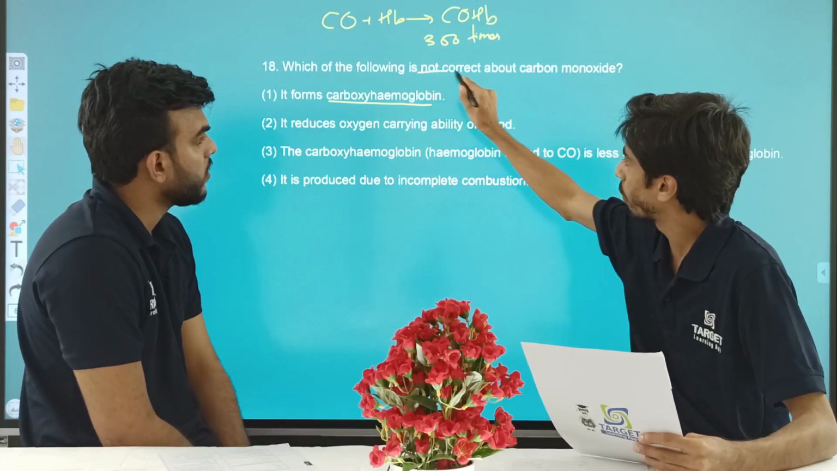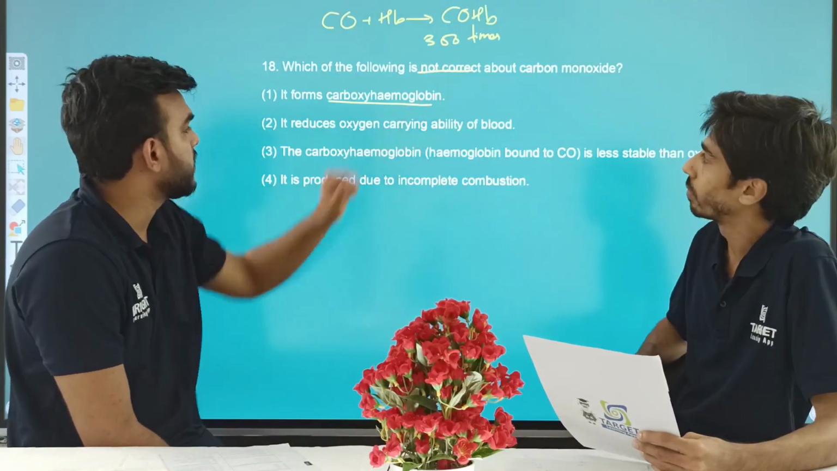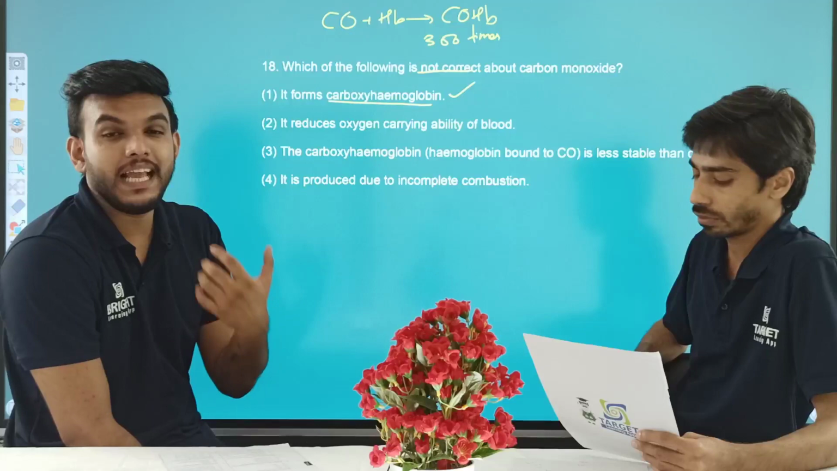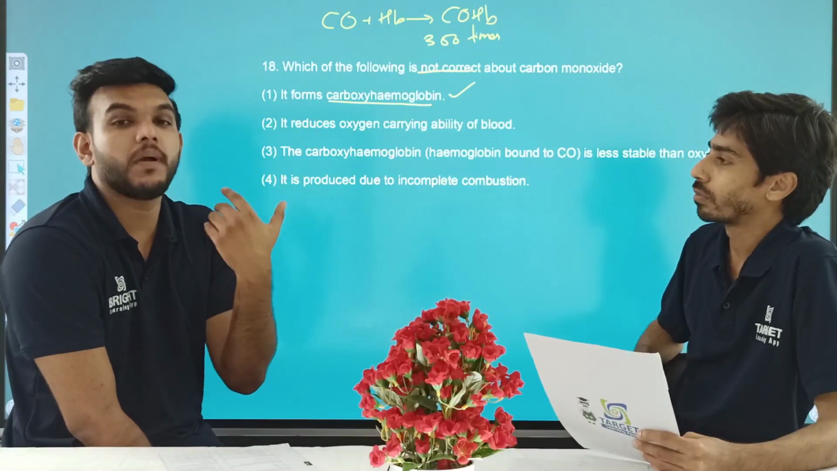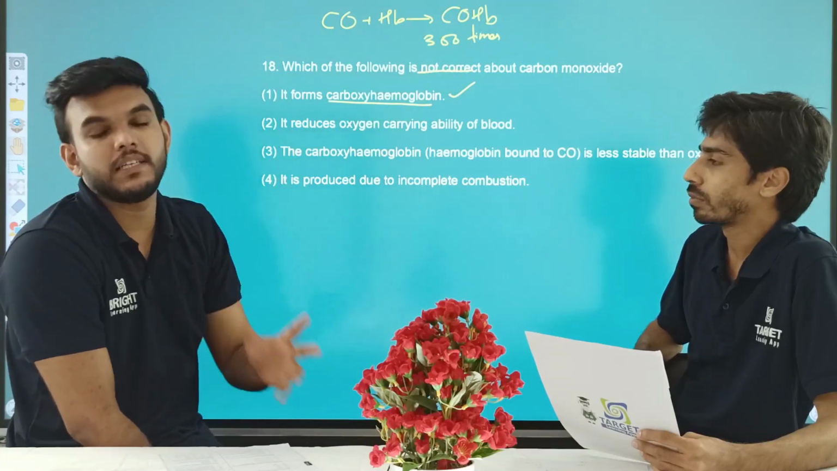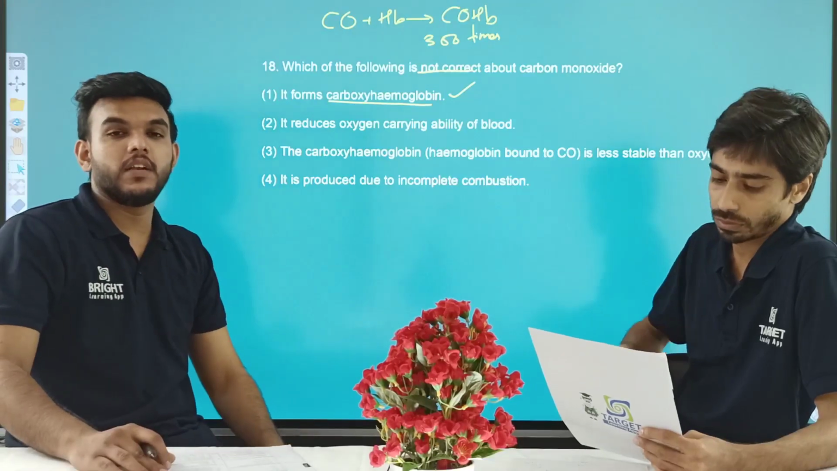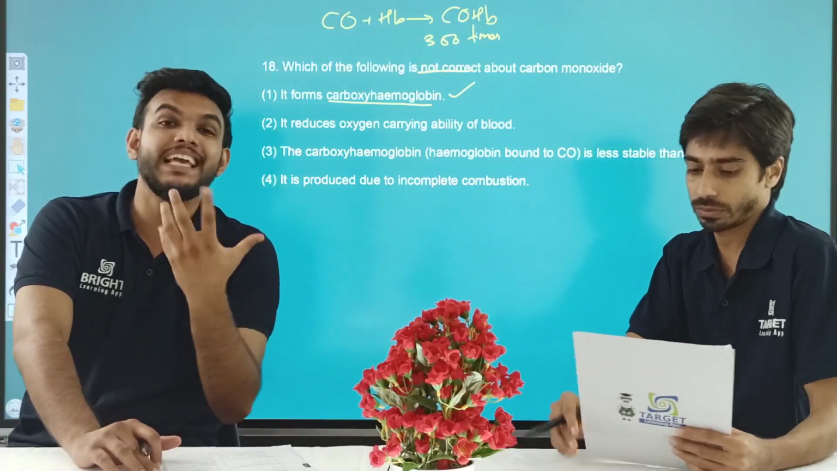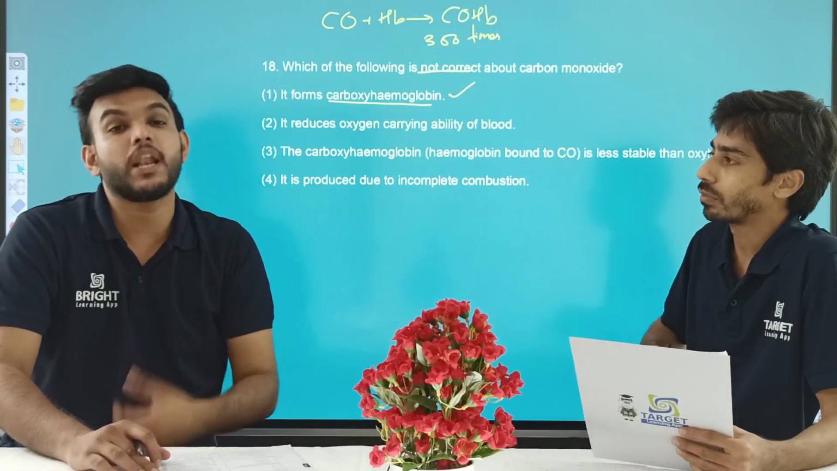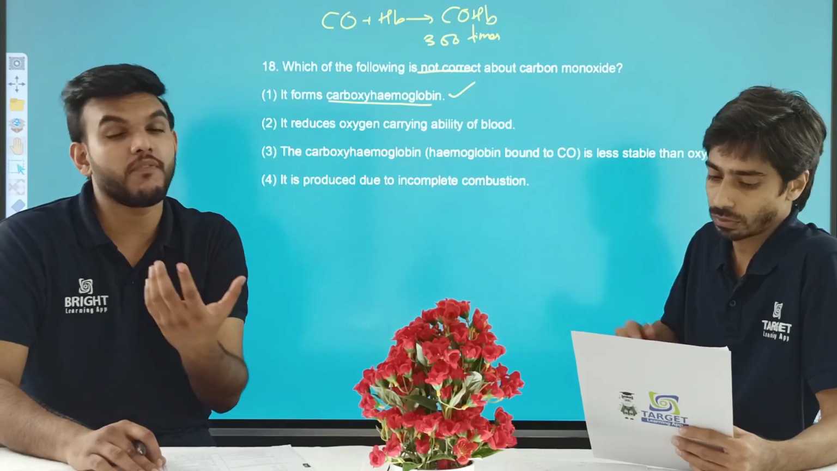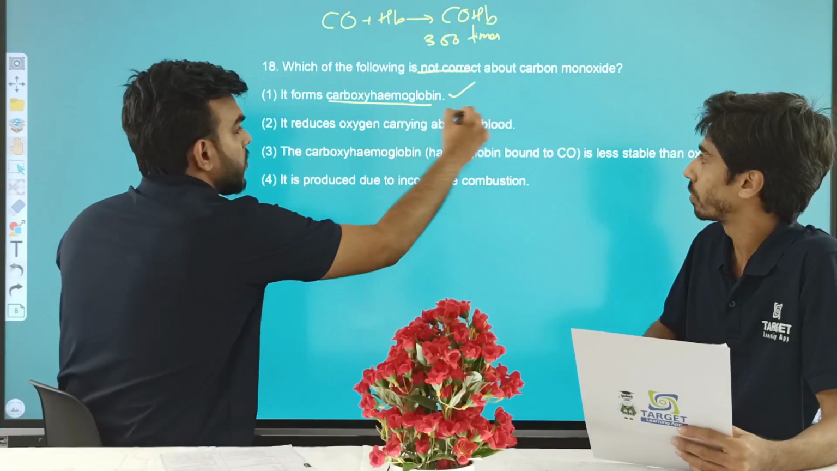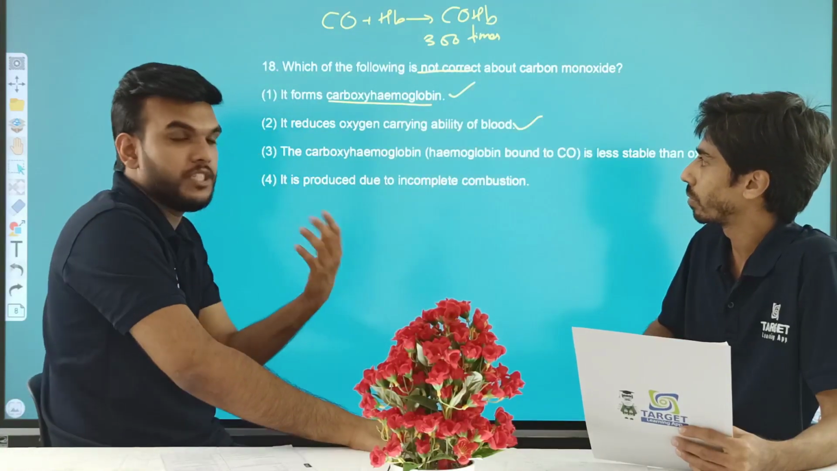It reduces the oxygen carrying ability of the blood. That is right, because it becomes carboxyhemoglobin, which is 300 times more stable. When the carbon monoxide level in our body increases beyond a particular limit, it leads to death due to anoxia, that is, lack of oxygen. So it reduces the oxygen carrying capacity. That is also a right option.